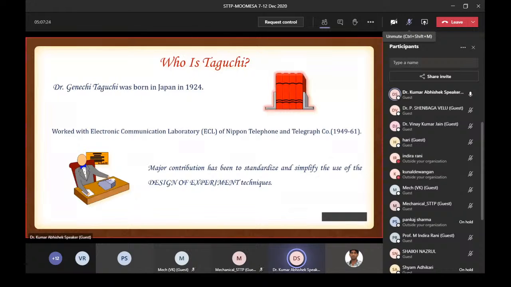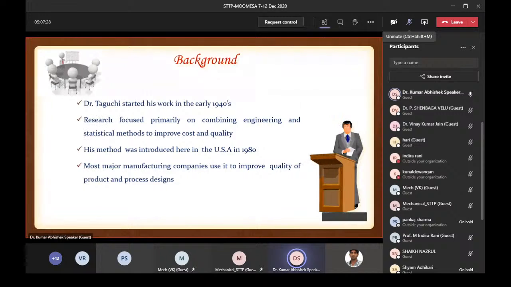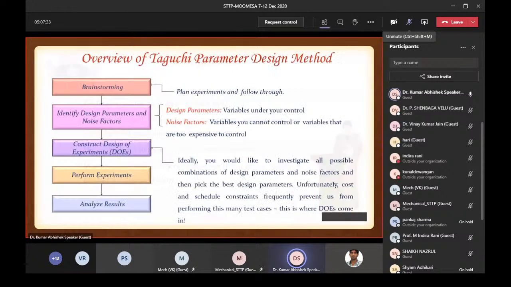This is the way the Taguchi method is going to design the experiment. But Taguchi is also utilized for optimization techniques. Okay, it is also utilized for optimization techniques, and for the optimization techniques it uses the signal to noise ratio concept.